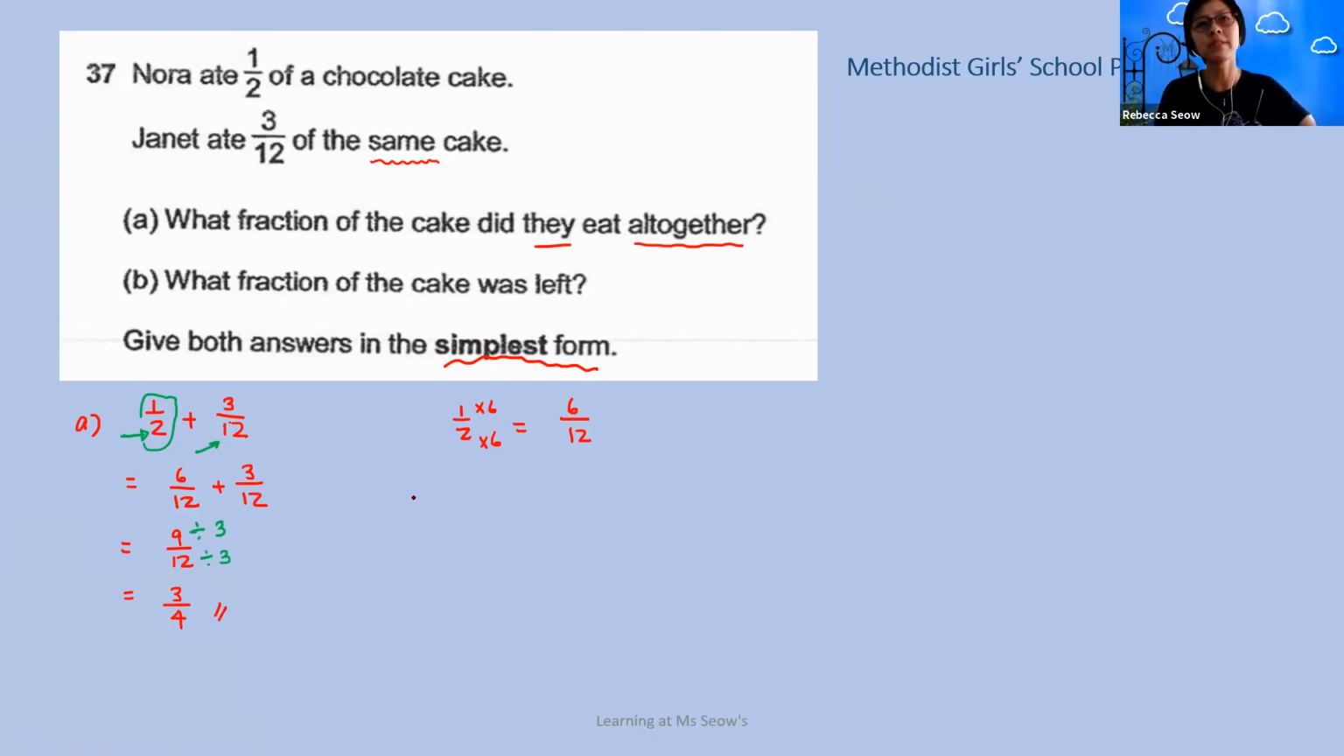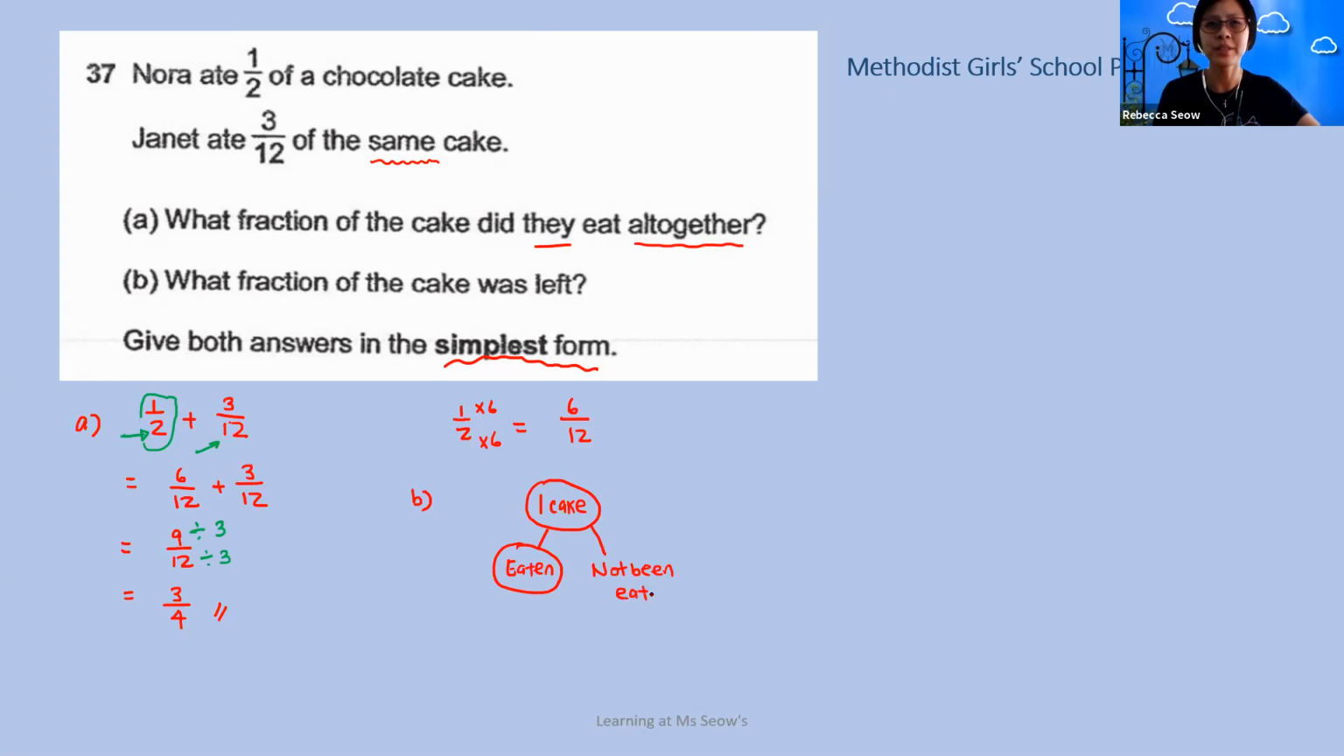Now we'll move on to question B. What fraction of the cake was left? We know that there is one cake, and this cake is either being eaten up, in this case, by Nora and Janet, or whatever is left has not been eaten.